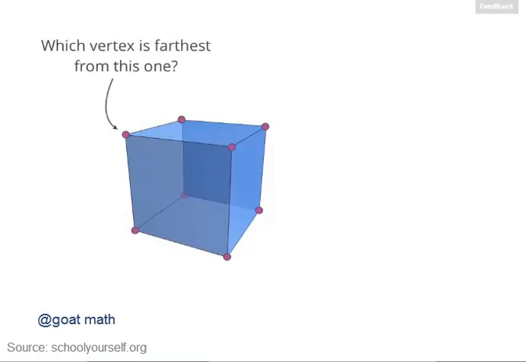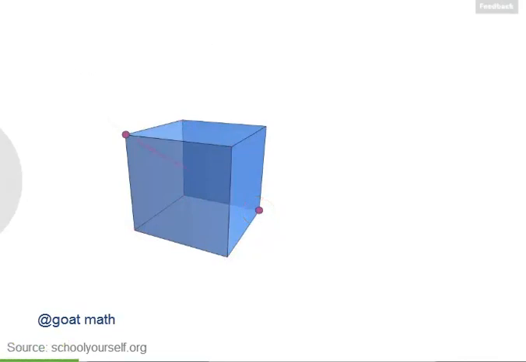But which vertex is farthest from the one in the upper left? Exactly, this vertex in the bottom right is farthest away. Let's draw a line segment connecting them. This line segment passes through the inside of the cube, and so it's called an internal diagonal.